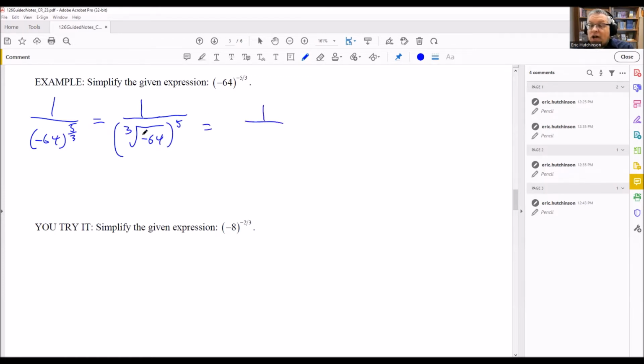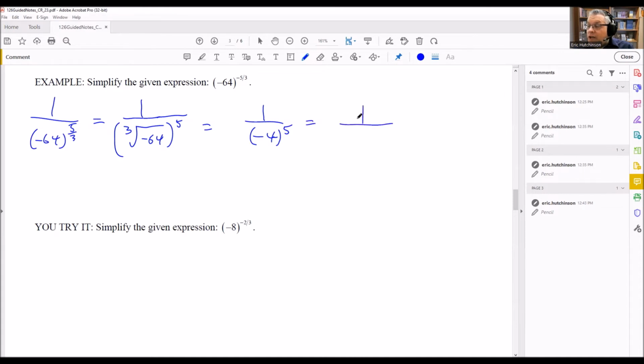Okay, now this inside, the cube root of negative 64 is negative 4. You are able to do that because you're taking an odd root of a negative number. So that's why we are able to get an answer there. And that's still being raised to the power of 5.